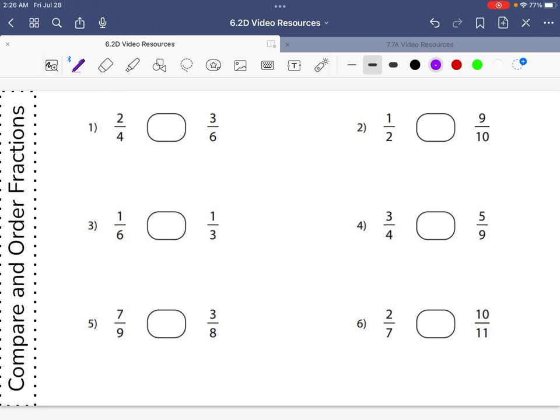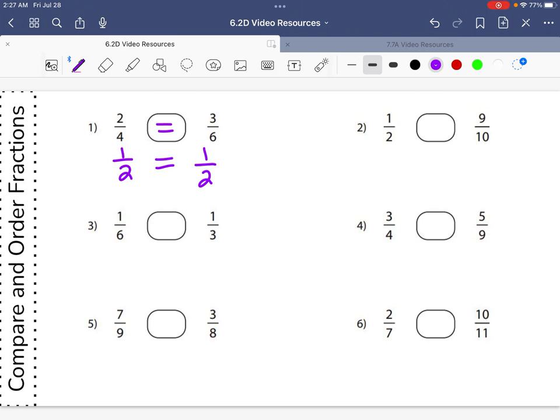I know that 2 out of 4 is equivalent to 1 out of 2, or 1/2. And I also know that 3 out of 6 is also equivalent to 1 out of 2. So once I'm able to simplify these fractions to their simplest form, I see that they are equal. So 2/4 is equivalent to 3/6.